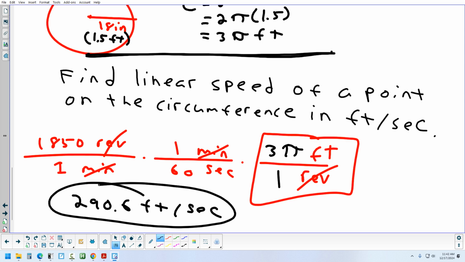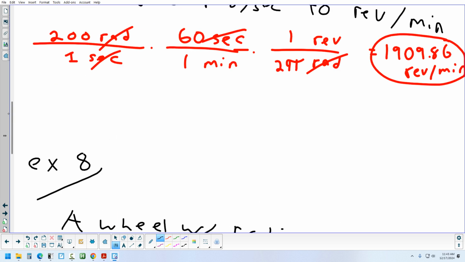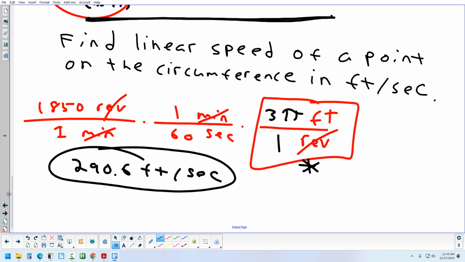So this conversion right here, that was the key that helped us go from angular to linear. Any question on that one? Okay. So that's the second topic, angular velocity.